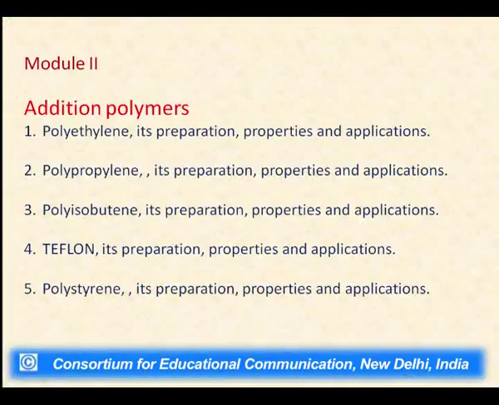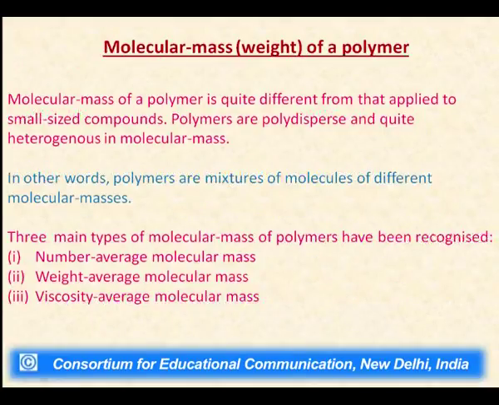In the second module, we will discuss some addition polymers. One of them will be the polyethylene, its preparation, its properties and the application of polyethylene. Then we will discuss polypropylene, polyisobutene, Teflon, a very important polymer on the basis of its commercial applications, and the polystyrene. Then we will discuss all these addition polymers, their properties and the application part of these polymers. So, starting with the molecular mass or molecular weight of a polymer.